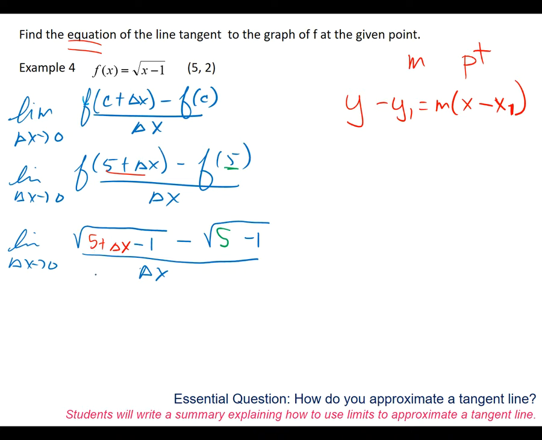Alright, so let's see what we can do with our arithmetic here. Let's see, what's 5 minus 1? 4. Okay, so we've got the limit as delta x approaches 0 of the square root of 4 plus delta x. Doesn't matter what order I do that in. Minus, what's 5 minus 1? 4. What's the square root of 4? Can I make that jump to there? Everybody okay with that? Do the subtraction plus square roots in your head, right?